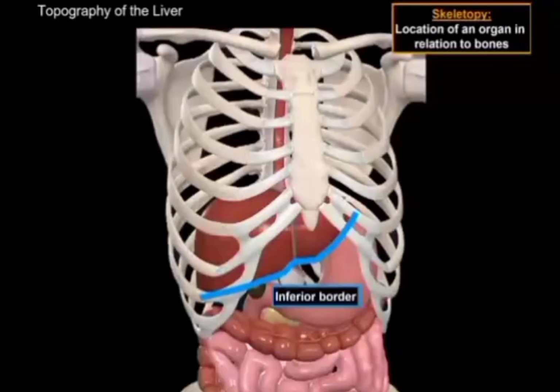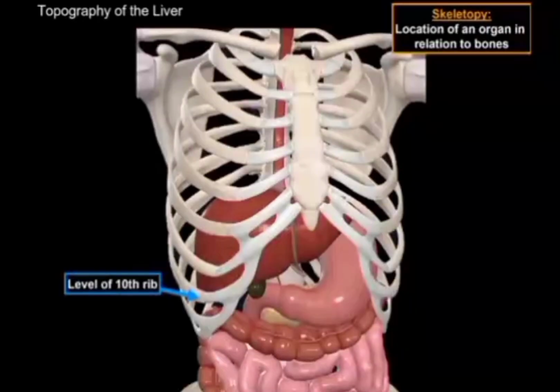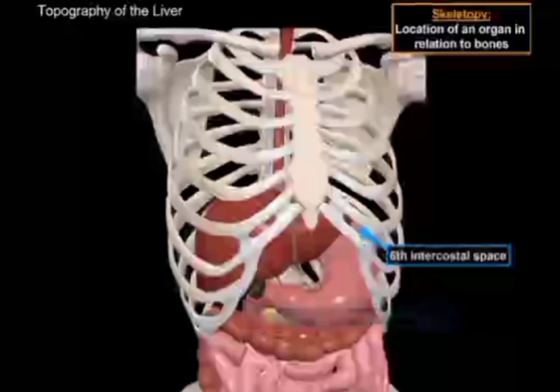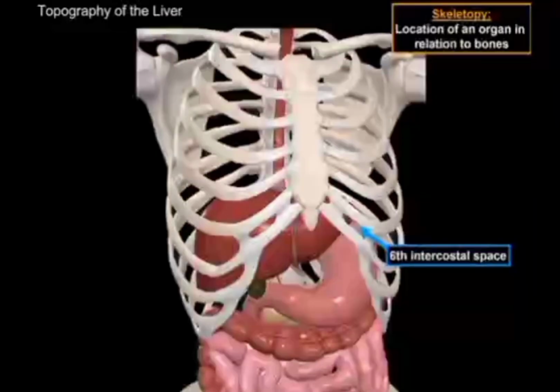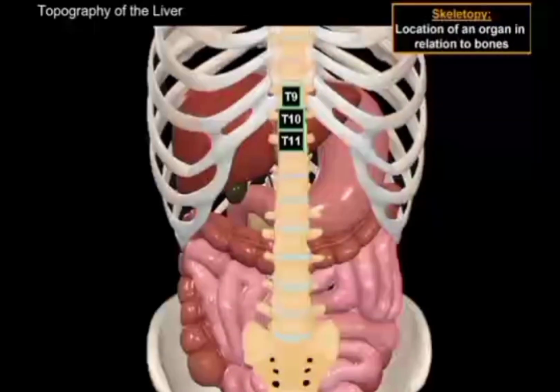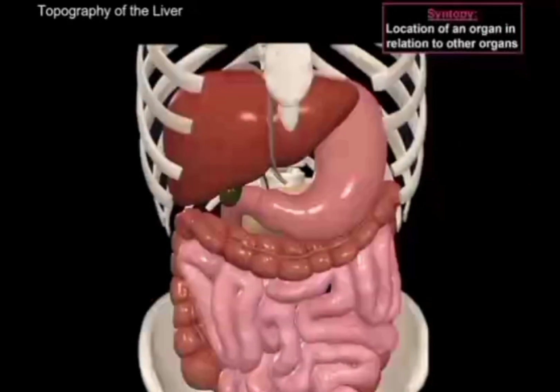The inferior border is here. It also starts at the 10th rib at the right side and goes up to the level of the 8th and 9th rib, and then it continues all the way up to the 6th intercostal space on the left side where it ends. And then posteriorly, you will find it between the 9th thoracic vertebrae to the 11th thoracic vertebrae. So that is the skeletopy of the liver. Now let's do the syntopy of the liver, meaning its position in relation to other organs.